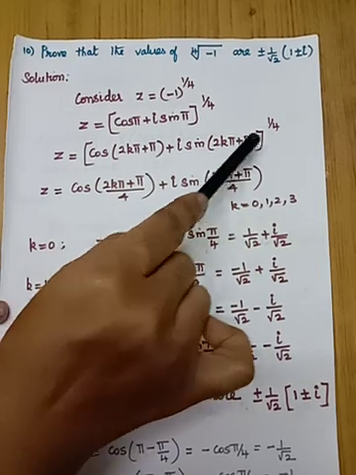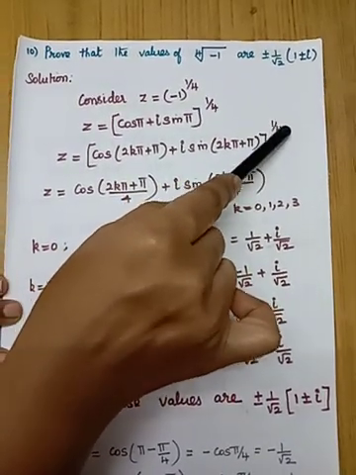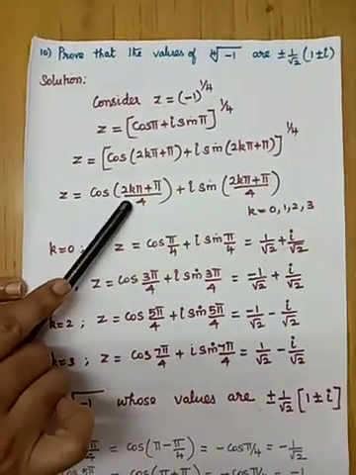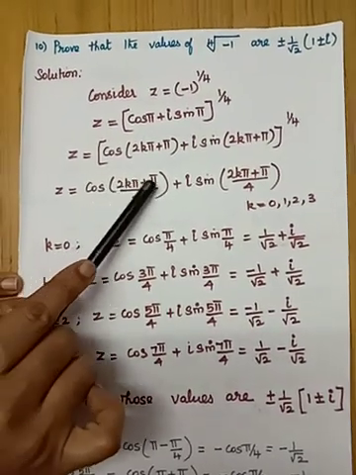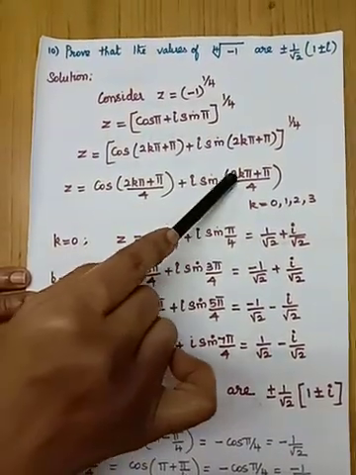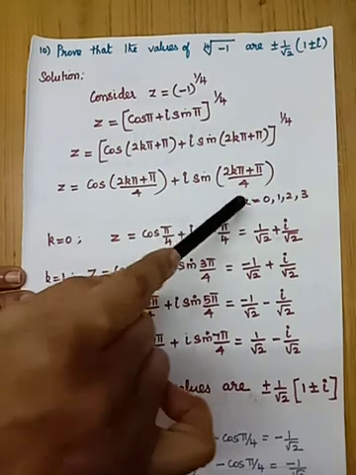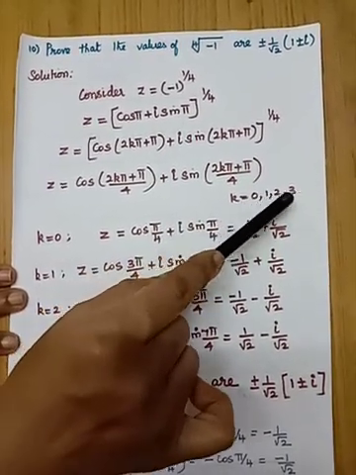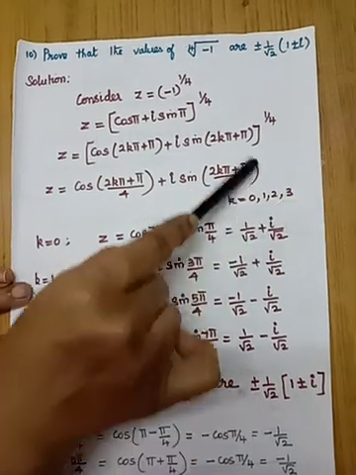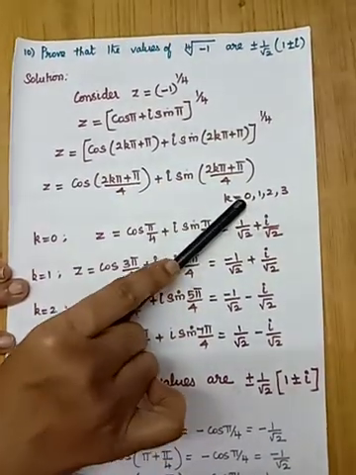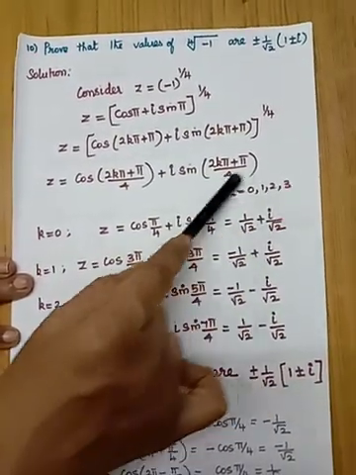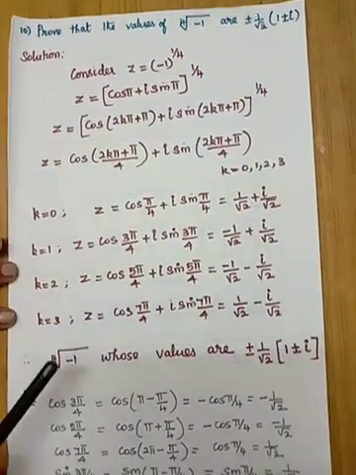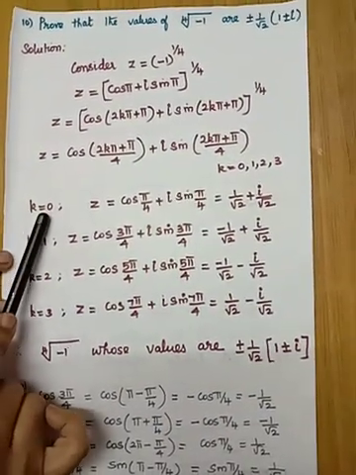What's the third step? You have to apply de Moivre's theorem. While applying de Moivre's theorem, it will become cos of (2k pi plus pi) by 4 plus i sin (2k pi plus pi) by 4. And you have to substitute the k values starting from 0, 1, 2, 3. I stopped at 3 because here there are 4 values, starting from 0, 1, 2, 3. You are getting how many values? 4 values. So go for k equal to 0.